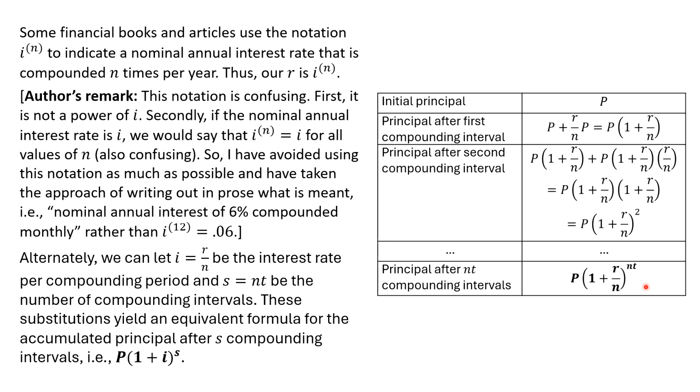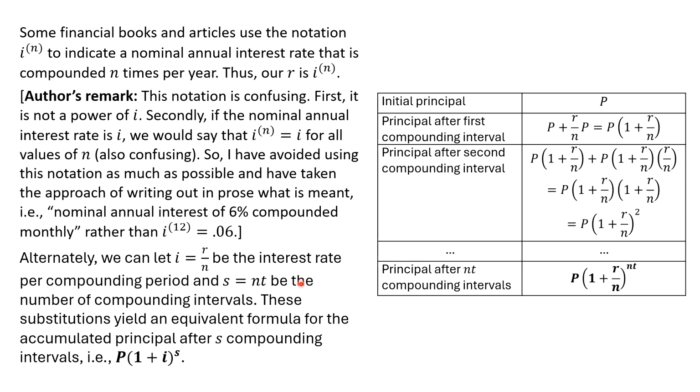And another way of looking at this, and I've kind of hinted at it already, is noted here in this paragraph. If we let I equal the interest rate per compounding period, so that would be R divided by N, and S be the number of compounding intervals, that would be N times T. And if you plug I and S into this formula, you get P times (1 plus I) to the S, being the accumulated amount of principal after S compounding intervals at a rate per compounding interval of R divided by N. I'll show you an example in the next slide that hopefully makes it a little bit clearer.